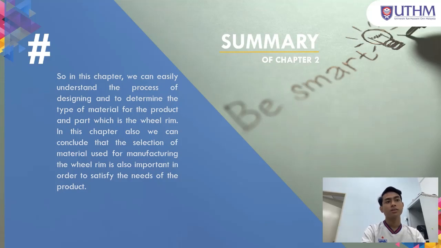So the summary of chapter 2, we can easily understand the process of designing and determining the type of material for the product and part, which is the wheel rim itself. In this chapter, we can also conclude that the selection of material used for manufacturing the wheel rim is important in order to satisfy the needs of the product. That's all from me. Thank you.